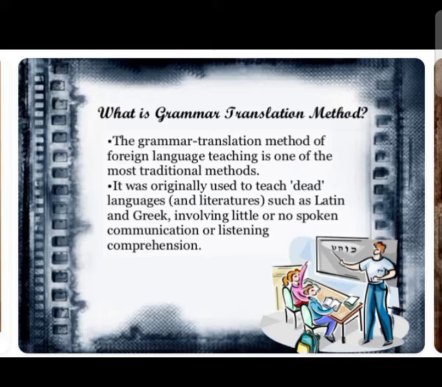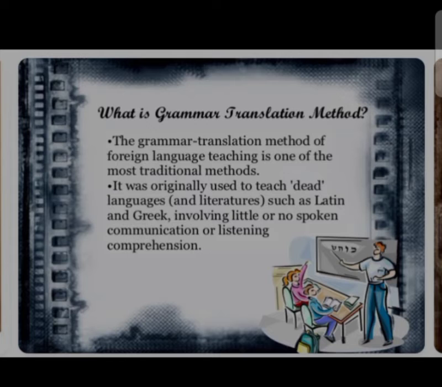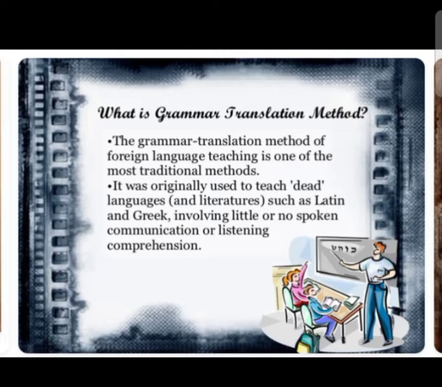What is the grammar translation method? The grammar translation method of foreign language teaching is one of the most traditional methods. It was originally used to teach dead languages and literatures such as Latin and Greek, involving little or no spoken communication or listening comprehension.